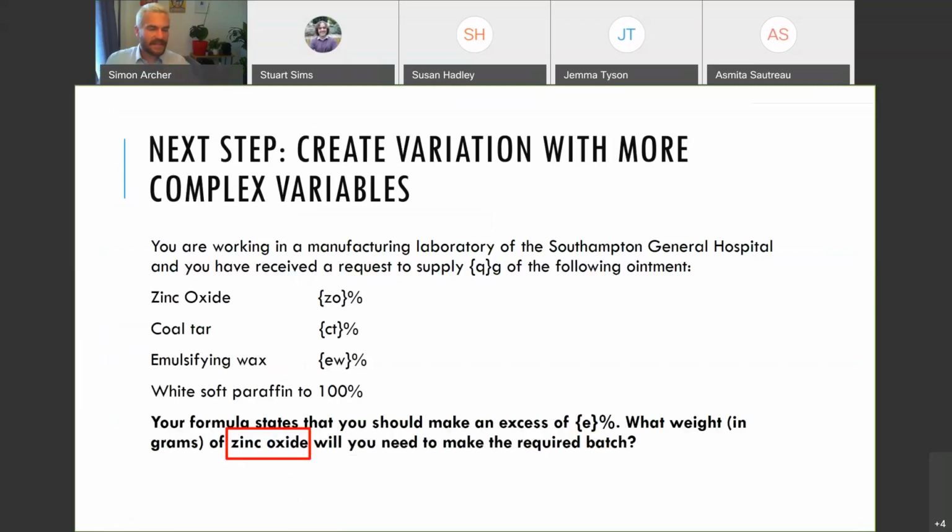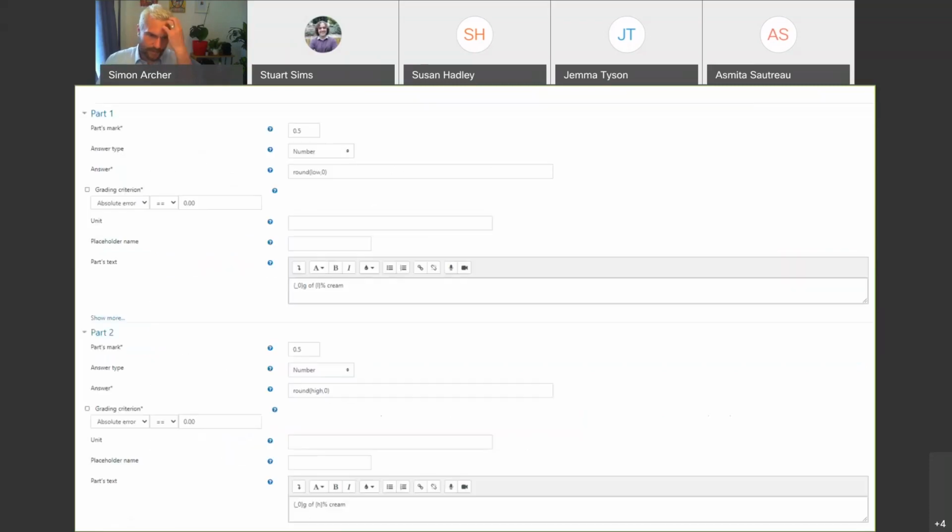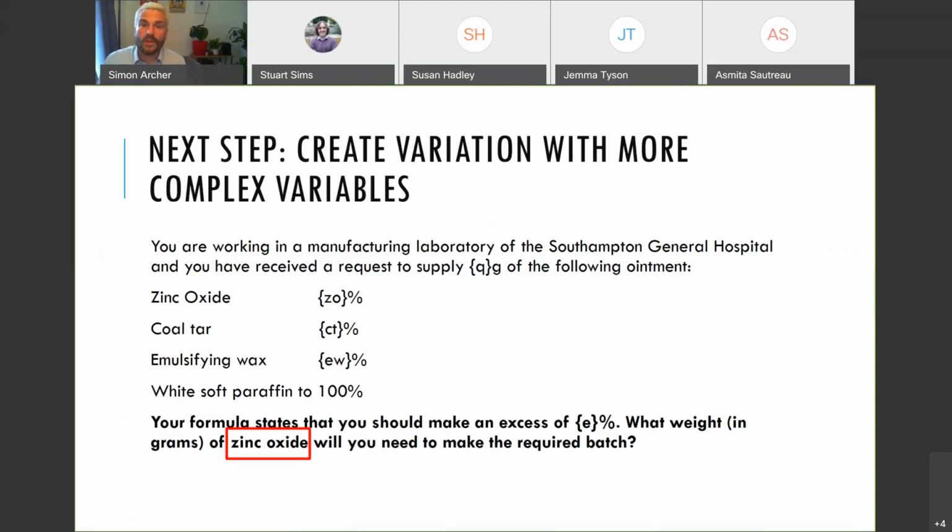So that was a really simple, straightforward question. But what you want to do is add some complexity to it. So I've taken the same question, but I've added more variables. What I would recommend if you want to try these question types is start simple, then start playing with more things, building in more variables.